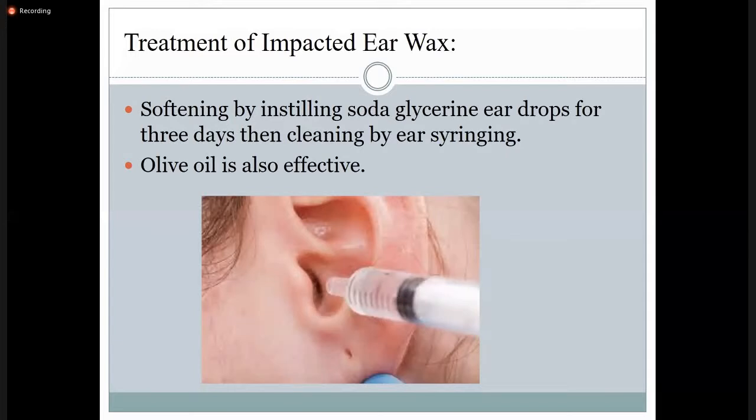Another simple method, the home remedy, is if you have olive oil and a dropper available, you can soften the earwax by putting some olive oil drops, so that the impacted hard wax gets softened. Then on the 3rd to 4th day, you get it syringed by the ENT doctor. So the main method is soda glycerine ear drops, which is available at every pharmaceutical store. You put 3 drops 3 times a day, and then get it suctioned in the ENT clinic.